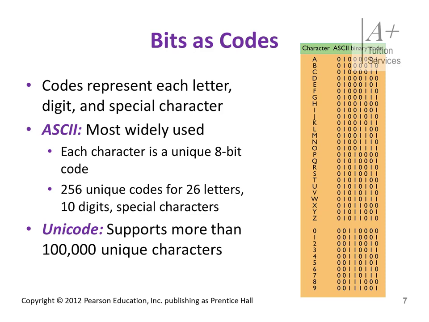Okay, there are 256 unique codes for 26 letters, 10 digits, and special characters. So we have letters A to Z, numbers 0 to 9, which is 10 digits, and then special characters such as the number sign, question mark, and asterisk. We also have Unicode, which supports more than 100,000 unique characters.